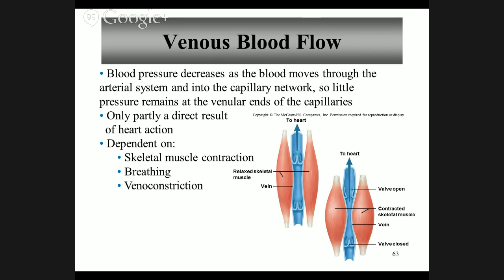So you have relaxed skeletal muscle, which allows the veins to dilate more fully, and blood flows better to the heart. When we have contracted skeletal muscle, the valves close at the bottom, but they open at the top and allow blood flow, pushing more blood back to the heart. The force of the contracted skeletal muscle pushes the blood forward and opens the valves.